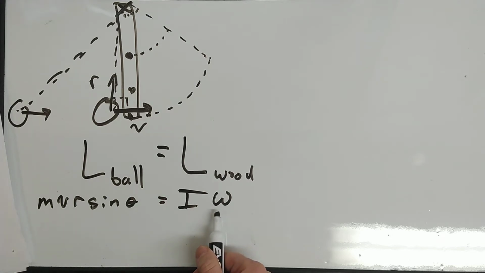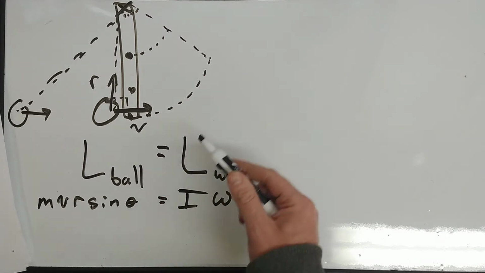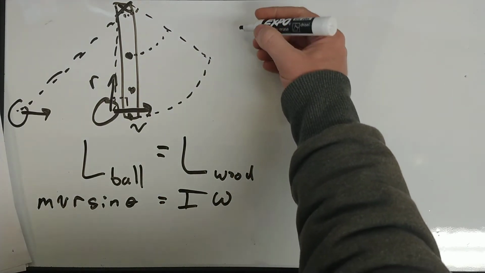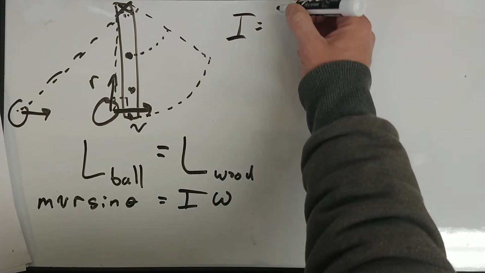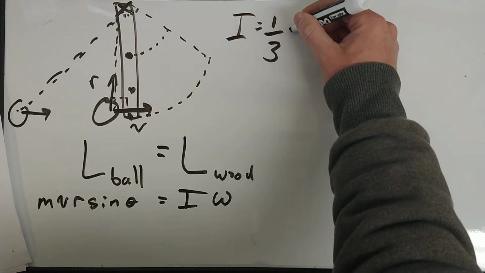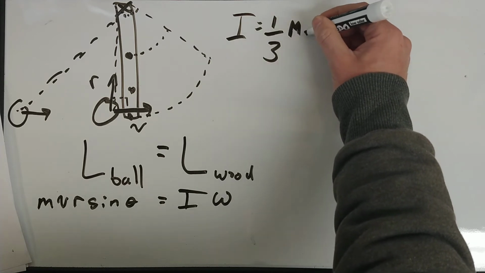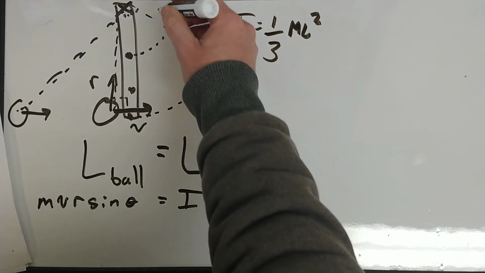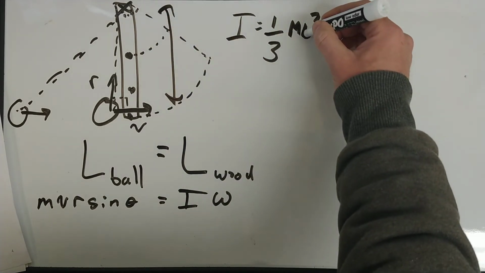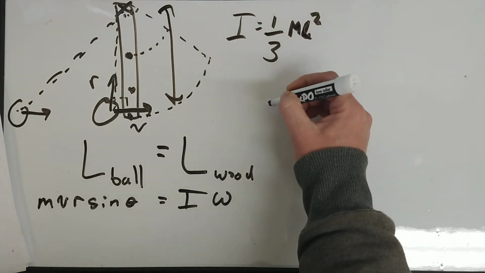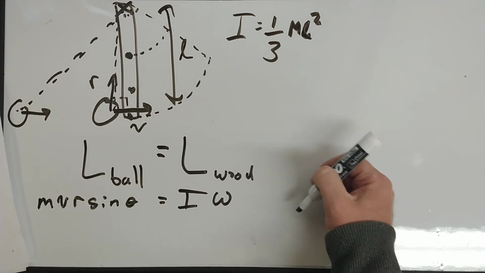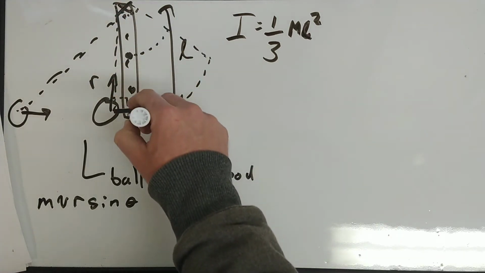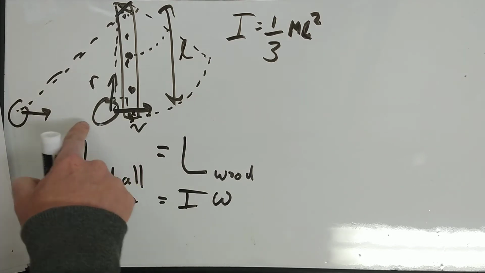So first of all, let's figure out omega. What's I? What's I of a plank? It turns out I probably should have given it to you, but it's like the rod about one end. It's 1/3 ml squared, where I'll make it a lowercase l to not confuse it, l is the length of the board, which also happens to be R here, right, this R.